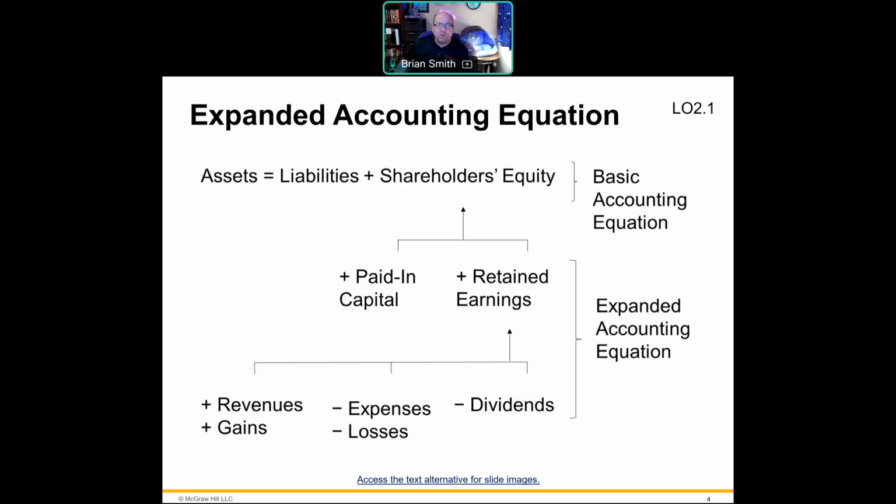Remember, our shareholders' equity breaks out into our paid in capital plus retained earnings. There are some other accounts too, but those are your basic ones. And in the expanded accounting equation, retained earnings is your revenues and gains added together minus your dividends, losses, and expenses. Generally speaking, there are other things that may impact that, but that's what you have here.